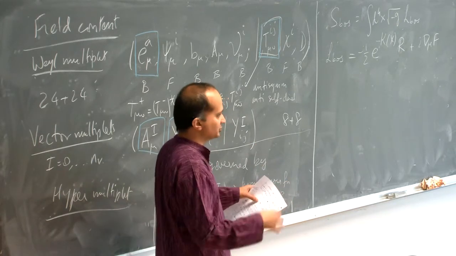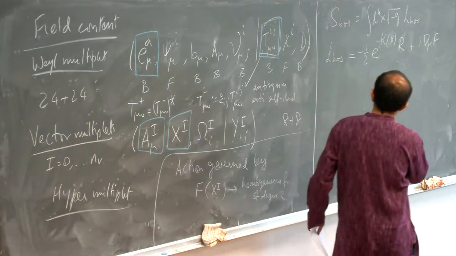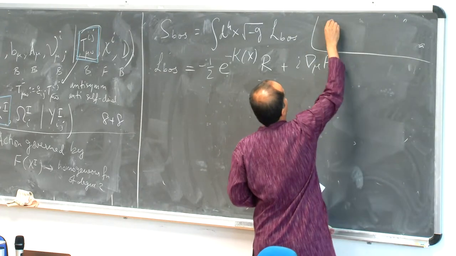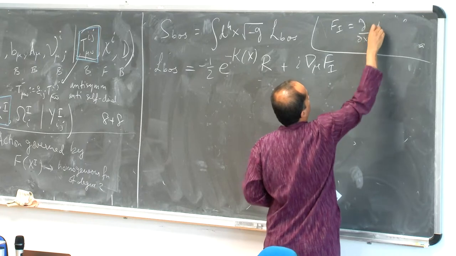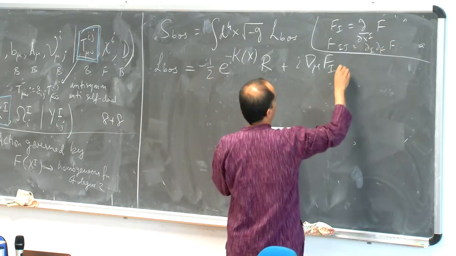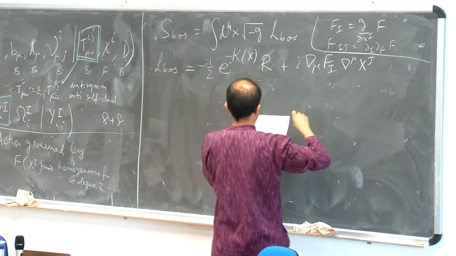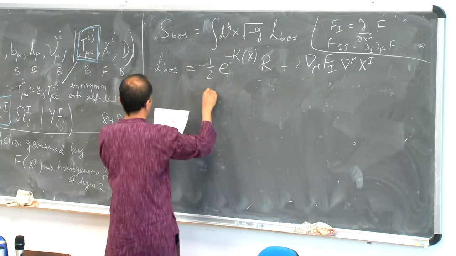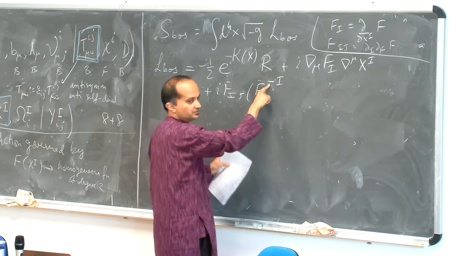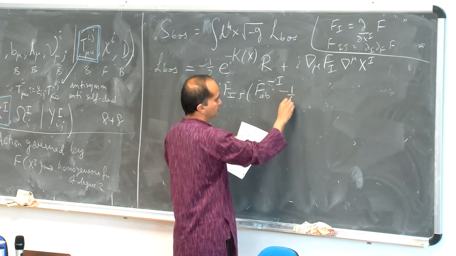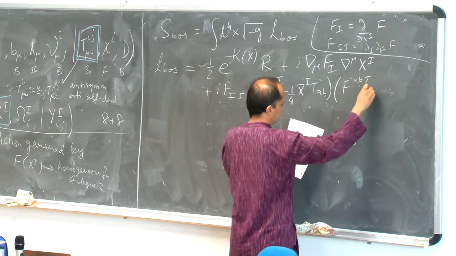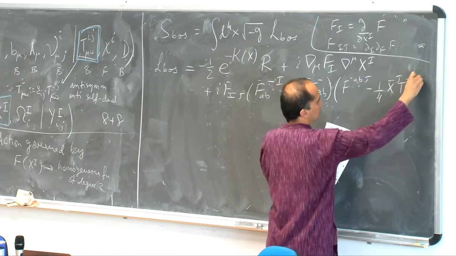So it could be x1, x2, or it could be x1, x2, x3 over x0, anything like this. And my notation is maybe here F_i is d/dx^i of F, and similarly F_ij is two derivatives. D_mu phi, x^j, x^i, plus i, F_ij, F_AB minus I, minus, plus and minus here means self-dual and anti-self-dual, minus a quarter X bar I T minus AB times F minus AB J minus a quarter X bar J T minus AB.